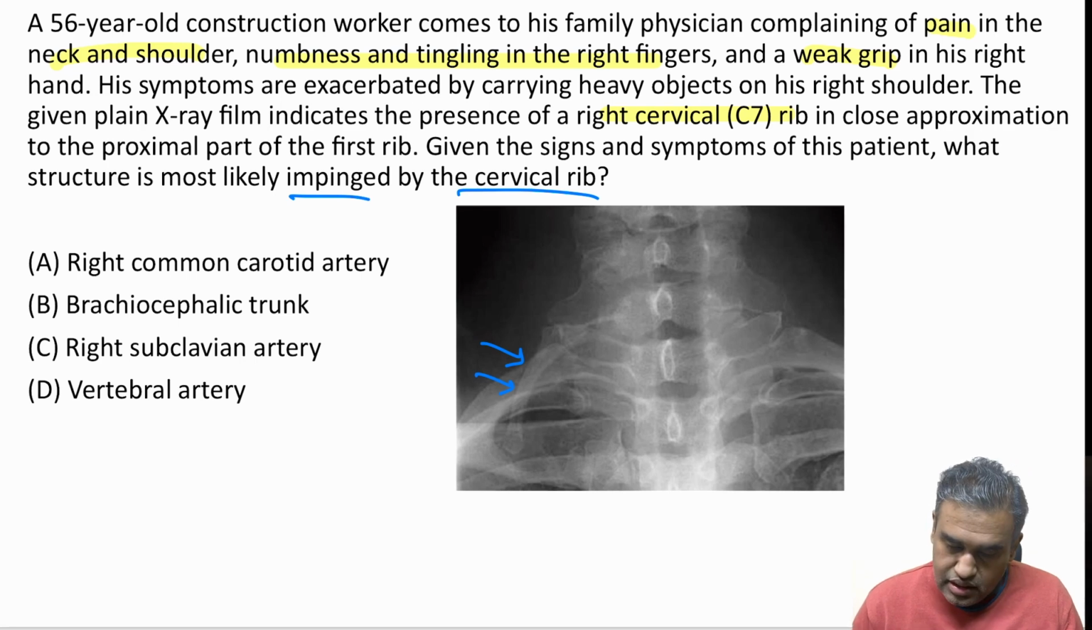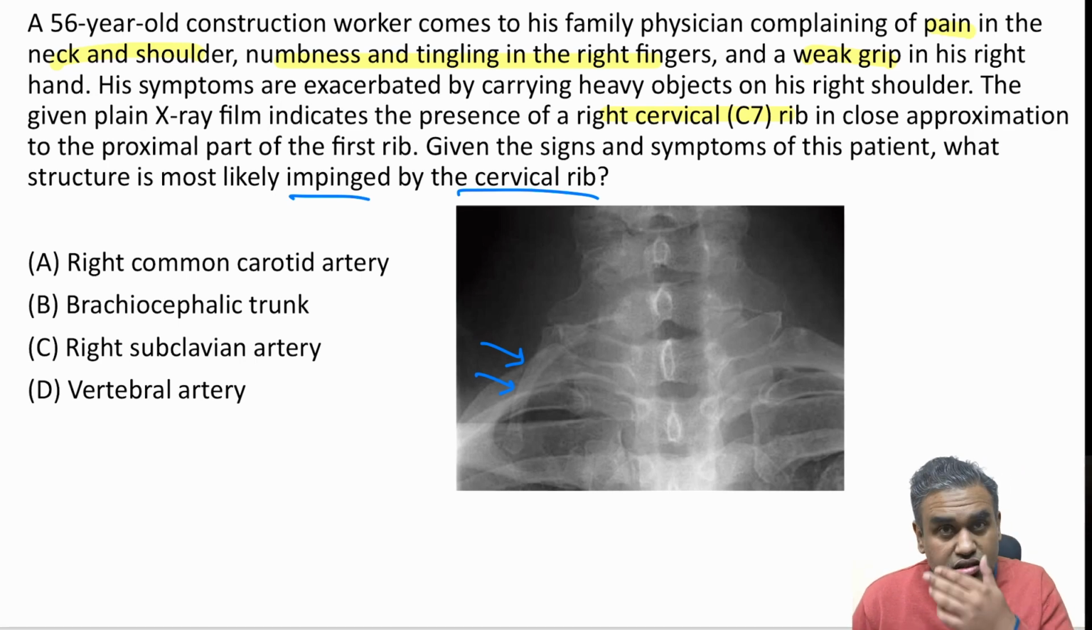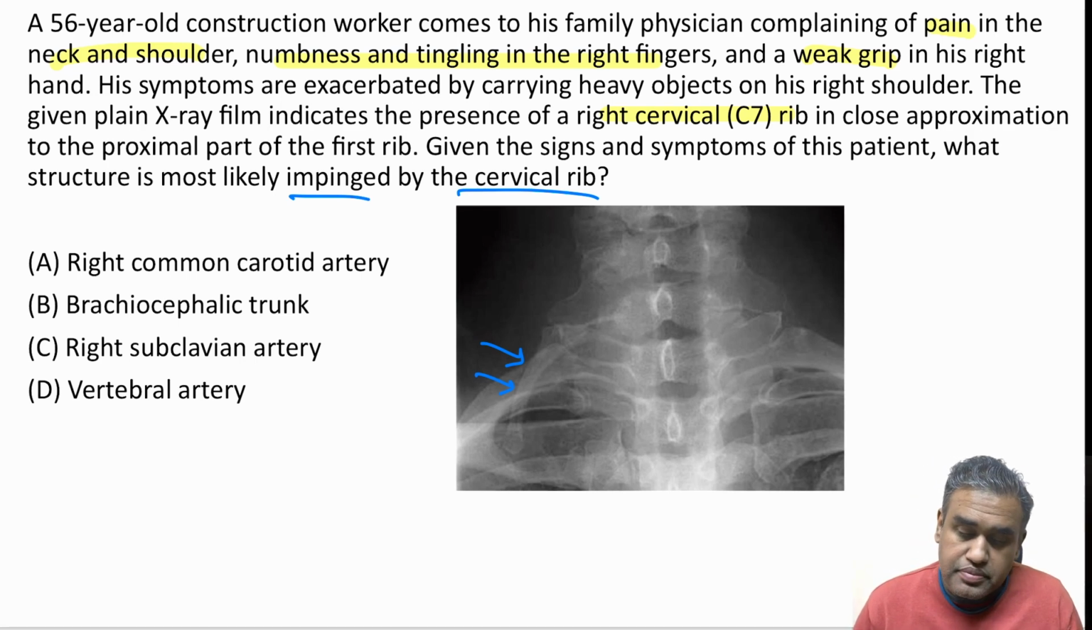So, they have already given the diagnosis, it's a case of cervical rib. Now, they are asking that the cervical rib is impinging on which structure, so that there is sensory and motor involvement and also weak grip and pain, all of that. So, there is pain, there is sensory and motor involvement. Options over here are common carotid artery, right side, brachiocephalic trunk, right subclavian artery and vertebral artery. So, all the four options are of artery.